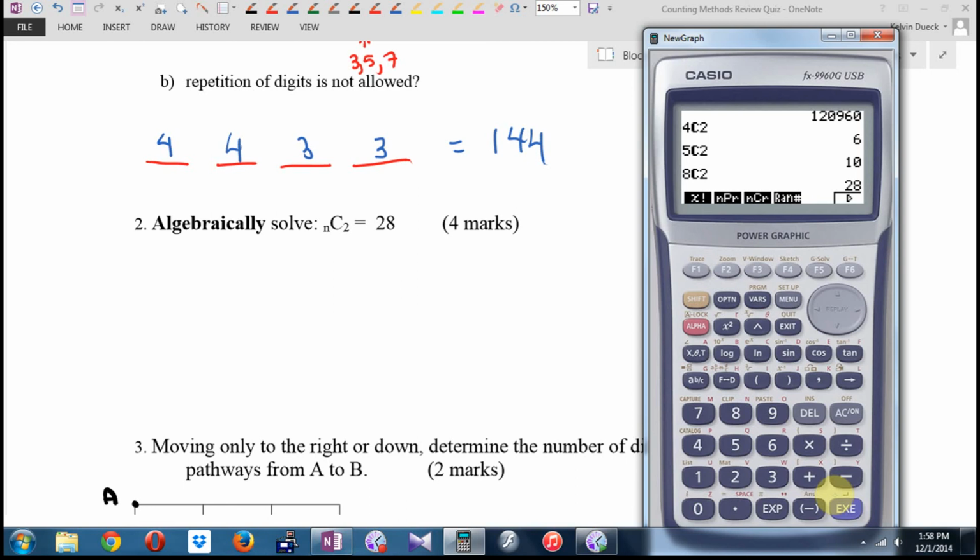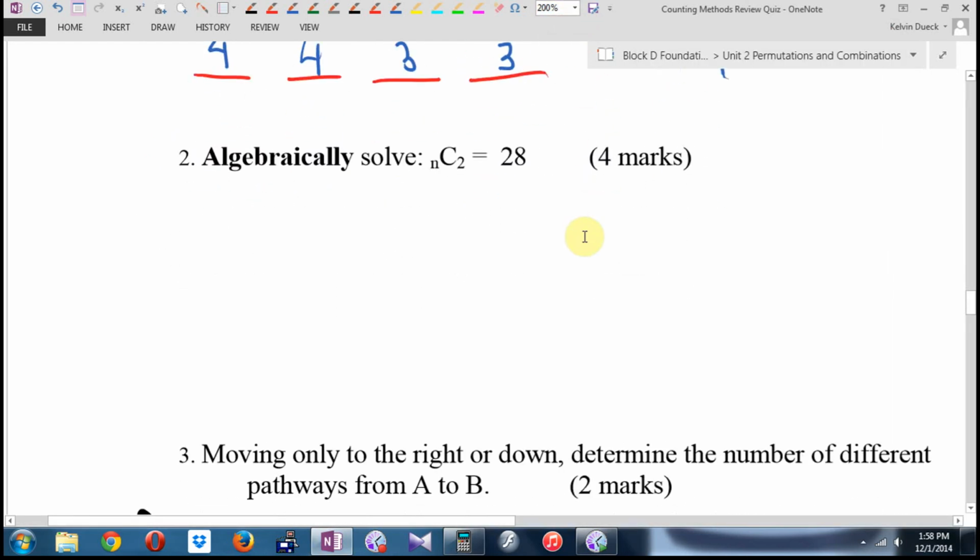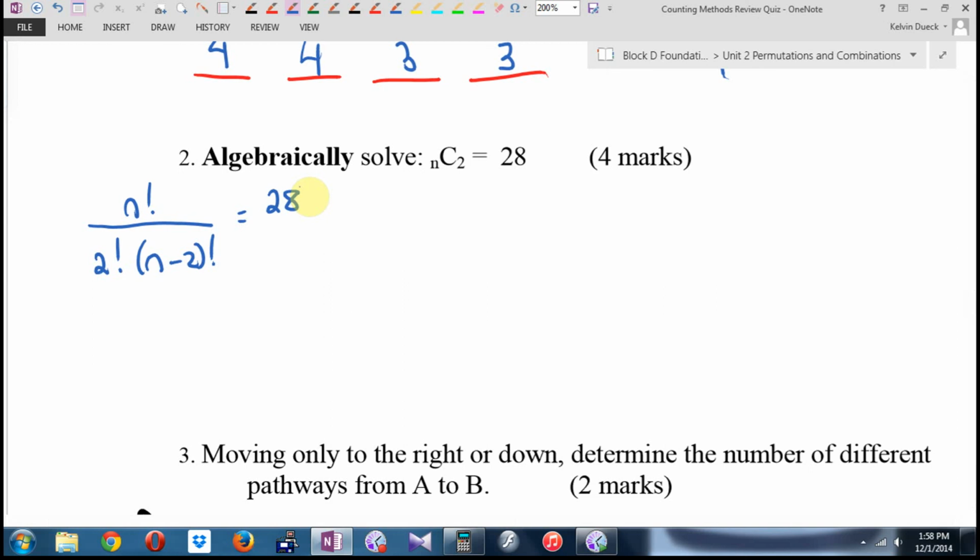So here's how you would solve this algebraically. N choose 2 from my formula sheet really means n factorial all over 2 factorial n minus 2 factorial. That equals 28. That's right from my formula sheet. That's the definition of choose. By the way, on the bottom left, what is 2 factorial? What is 2 times 1? 2. So in the next line, I'm going to drop the factorial.